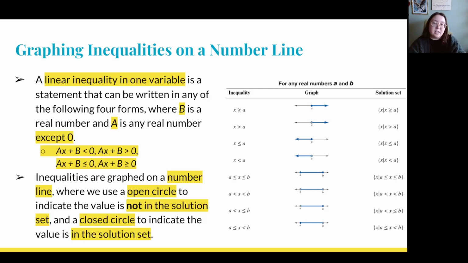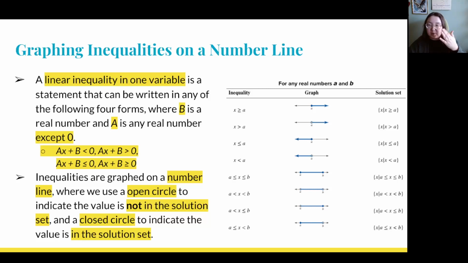Inequalities are graphed on a number line where we will use an open circle to indicate the value is not in the solution set. This is going to be with greater than and less than. There is a slight difference, and it might be hard to see in the video here, but when we have less than or greater than, with no equal to, you will put just a circle on that value.